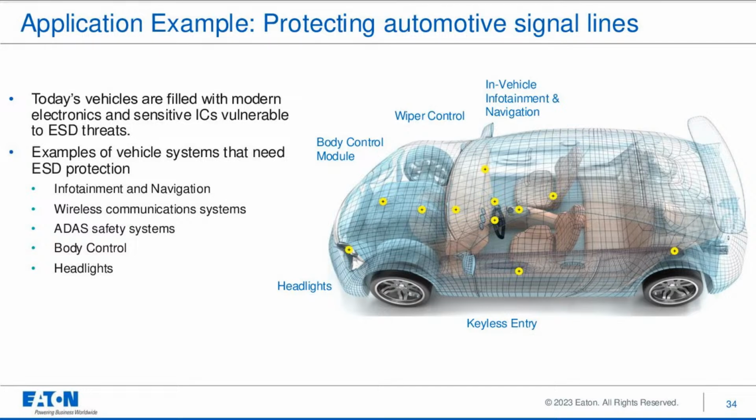Next, we'll look at some automotive applications for ESD protection of signal lines. Modern vehicles are akin to a motorized cell phone on wheels with sensitive ICs and onboard systems such as infotainment, navigation, wireless and ADAS systems, to name a few. These systems communicate with each other through various signal line protocols.